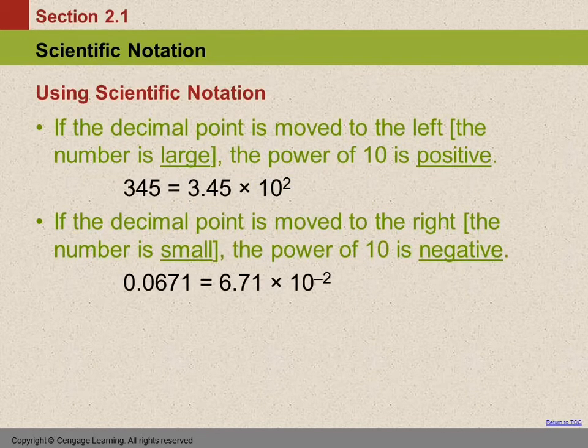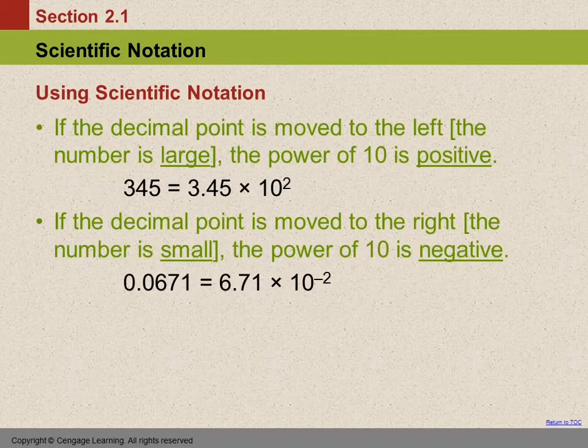So I jumped ahead a little bit, but here's the written out description. If we move the decimal point to the left, the power of 10 is positive. That's how your book explains it. And like I mentioned, left positive, right negative, that's hard to remember. So in brackets there's my method.